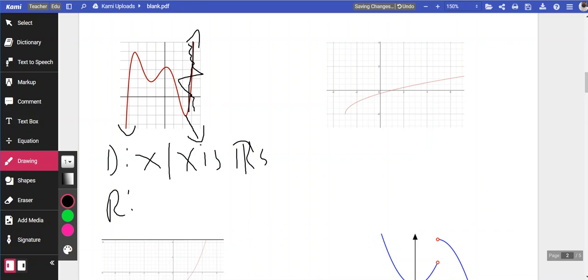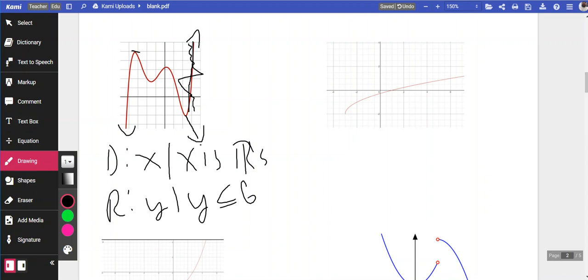Now, if we look at it, the range, the highest this ever reaches is right here. If it reaches there, it's 1, 2, 3, 4, 5, 6. That's the highest it reaches. So in set notation, it's going to be y such that y is less than or equal to 6 in that particular instance.